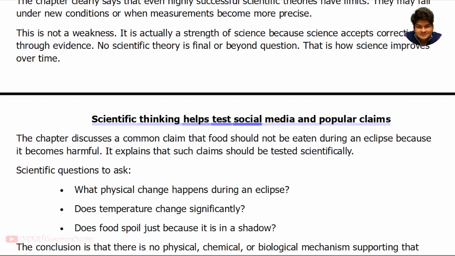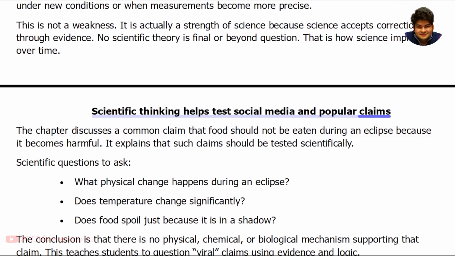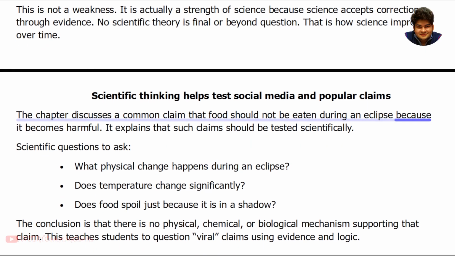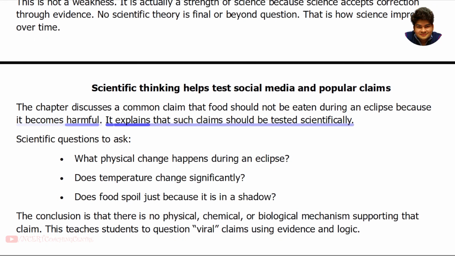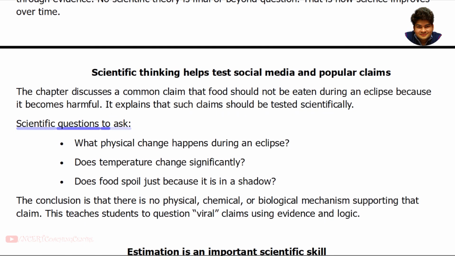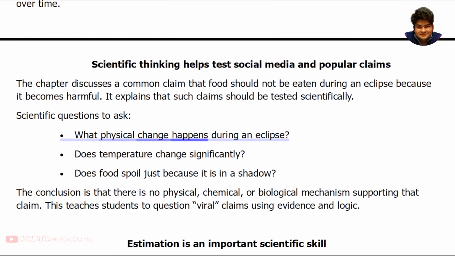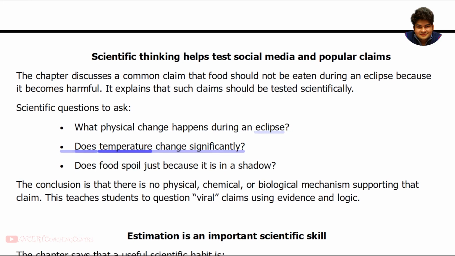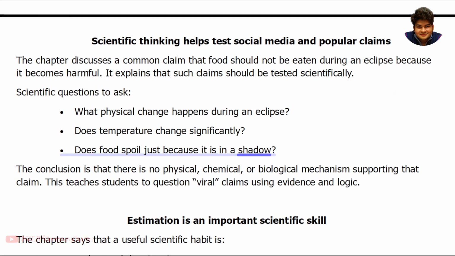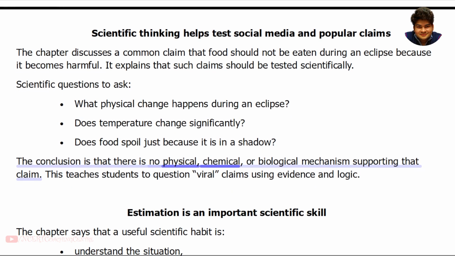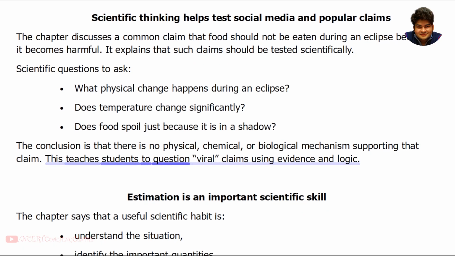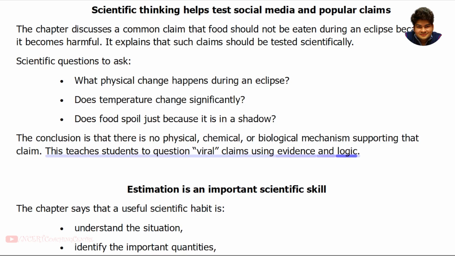Scientific thinking helps test social media and popular claims. The chapter discusses a common claim that food should not be eaten during an eclipse because it becomes harmful. It explains that such claims should be tested scientifically. Scientific questions to ask: What physical change happens during an eclipse? Does temperature change significantly? Does food spoil just because it is in a shadow? The conclusion is that there is no physical, chemical, or biological mechanism supporting that claim. This teaches students to question viral claims using evidence and logic.